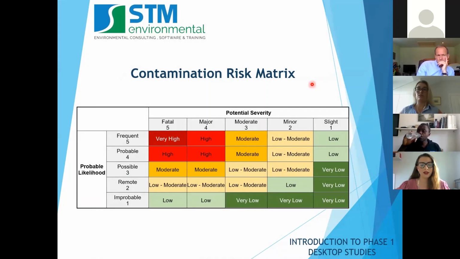Firstly, the contamination risk matrix shows how the risk increases when the probable likelihood of contamination being present is combined with the potential severity of the outcome of this. So basically, if a petrol station was being redeveloped into residential housing with gardens, the likelihood of the contamination would be probable or frequent, and the severity of this could be major or fatal. So then the risk would be high or very high, depending on the type of development.